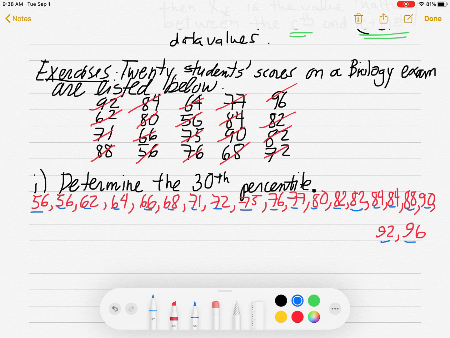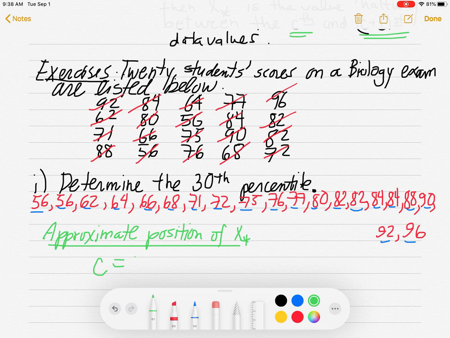So we want to find the 30th percentile. We're going to find the approximate position of our x lower star. We're going to call it x lower star. That's the data value we're after.